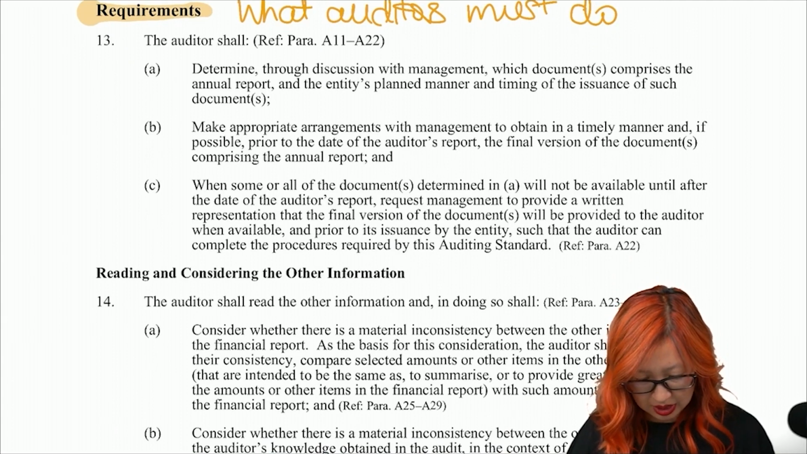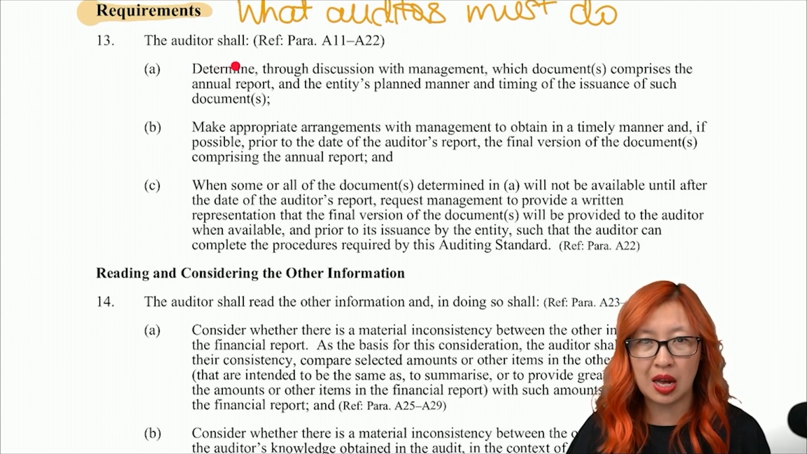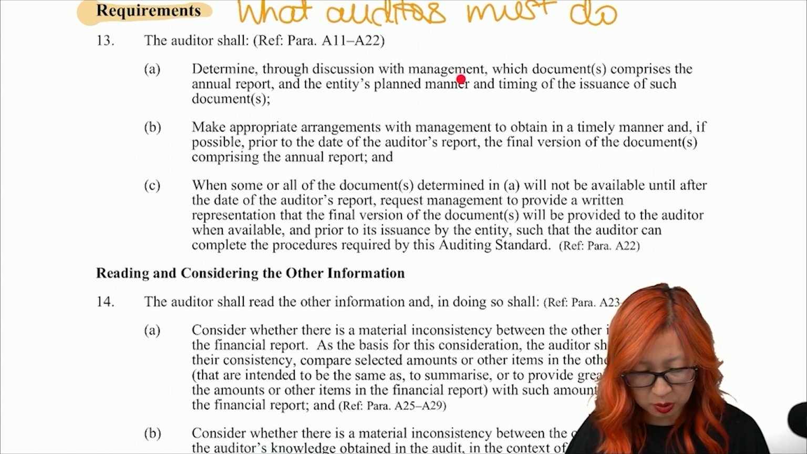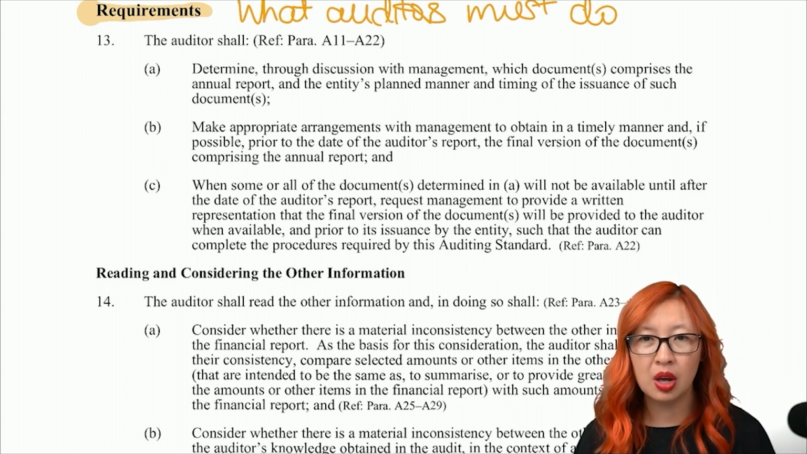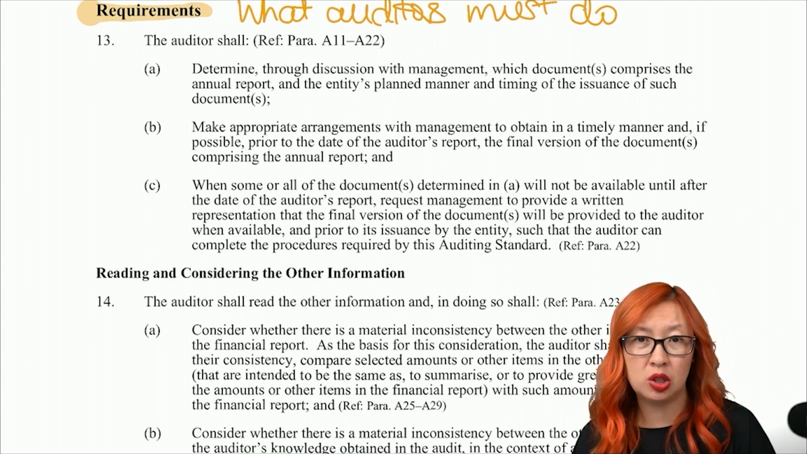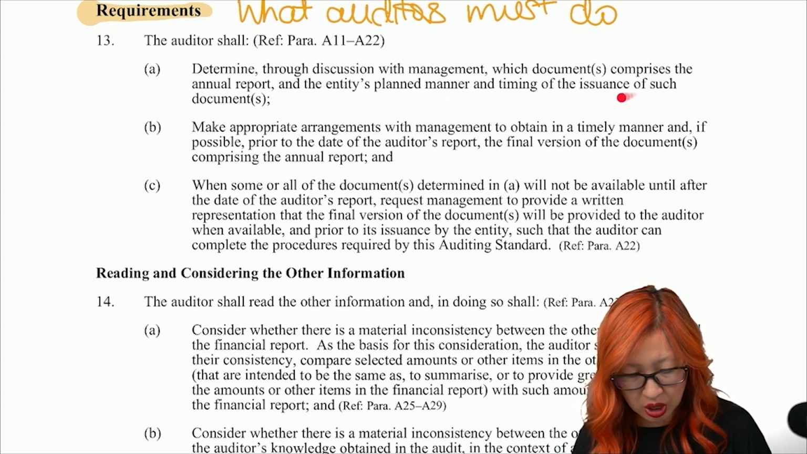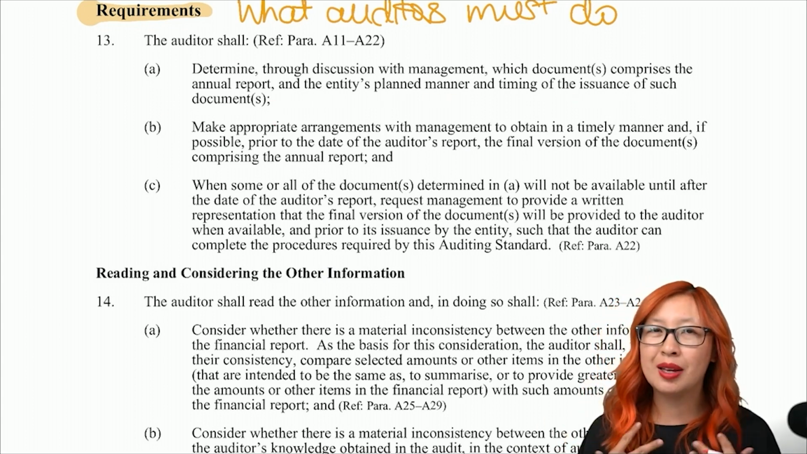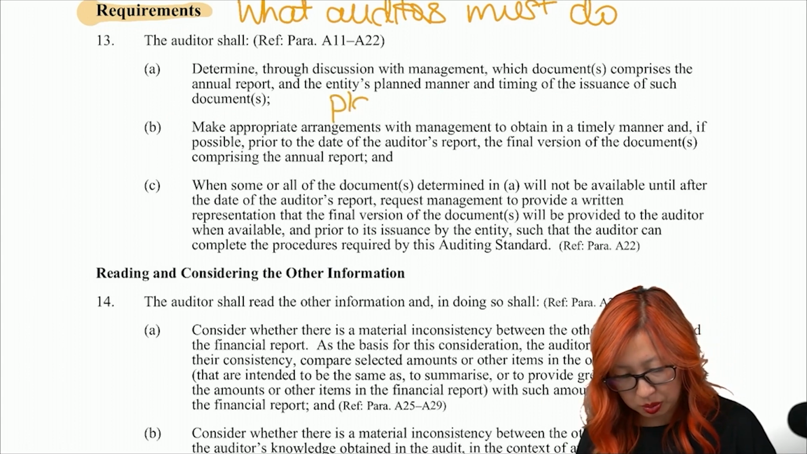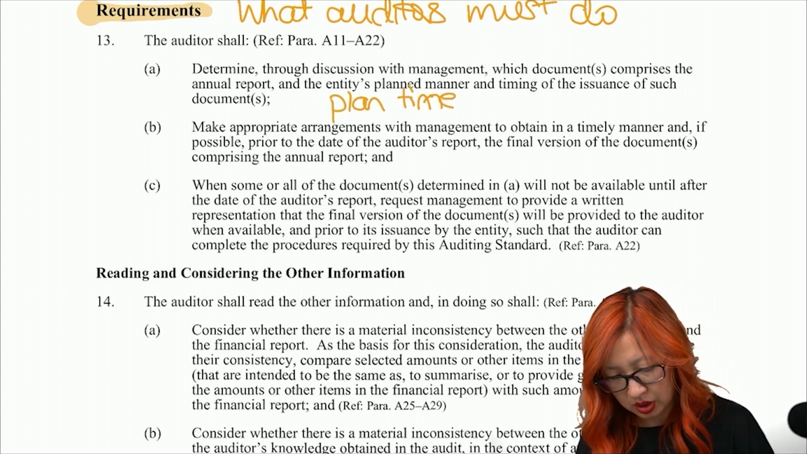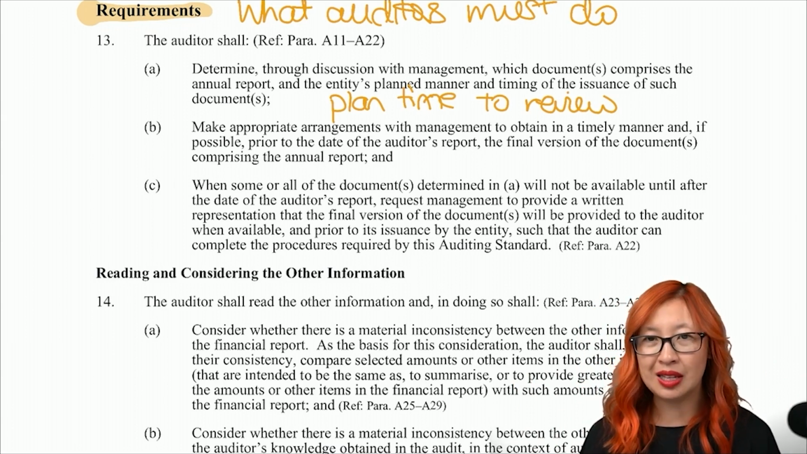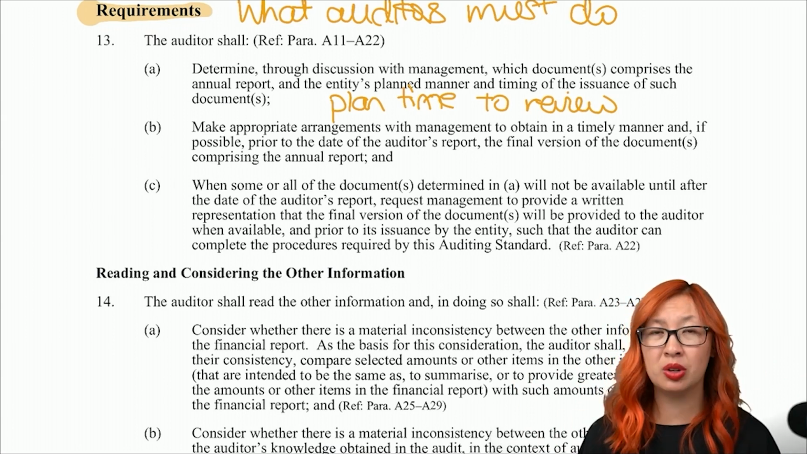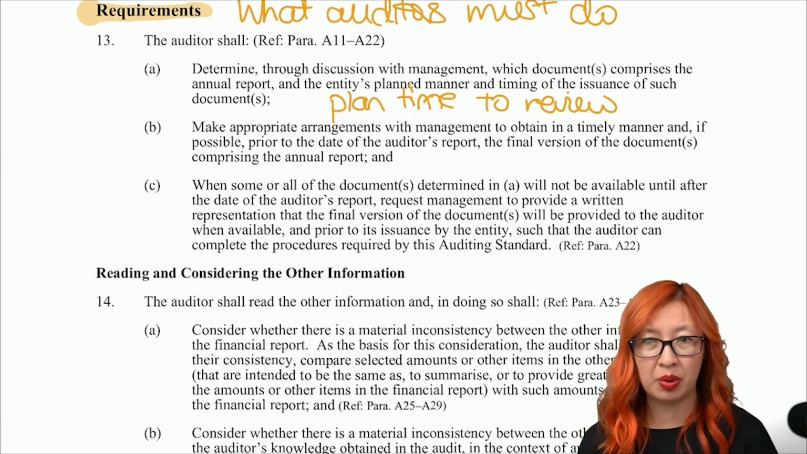So it says here, the auditor shall, instructions to us, determine through discussions with management which documents go into the annual report. So this is where I need to know what's going into the report so that I know what documents I'm going to need to look at. And I want to know the manner and timing of these documents so that I can plan enough time. I need to plan time to review this and check that it doesn't conflict with information that we have in the annual report. So knowing about the timing is really important to allow us to make sure there's time within our budget.